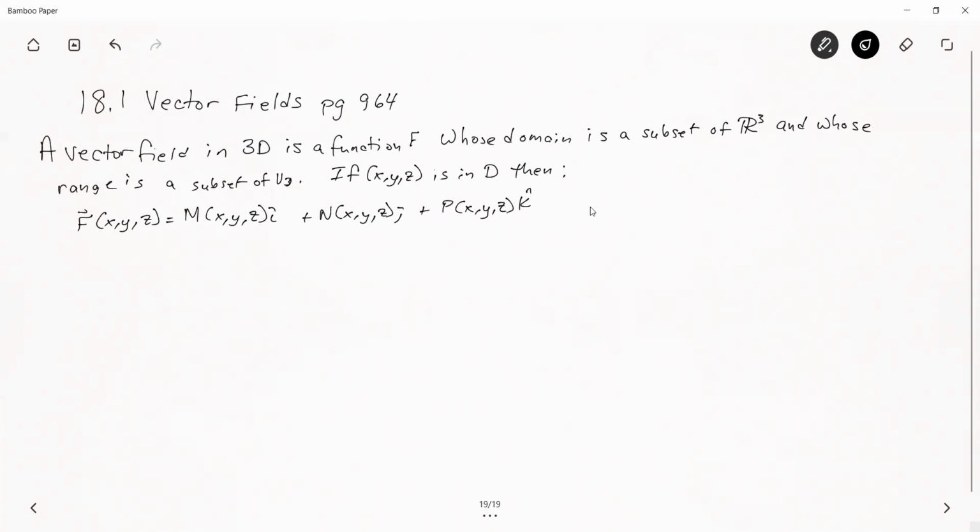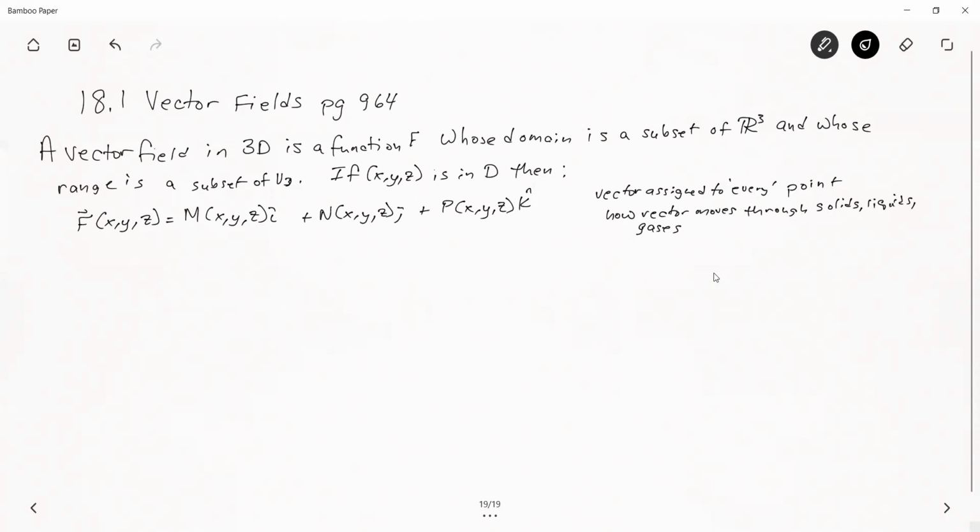And essentially what this means is there's a vector. Think about this. It's a vector assigned to every point. And this is how a vector moves through, say, solids, liquids, and gases.